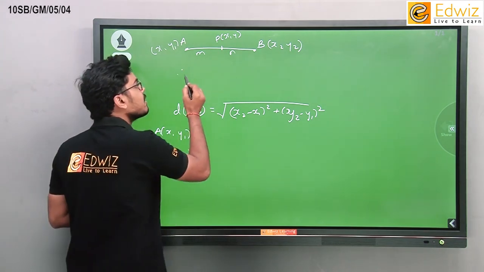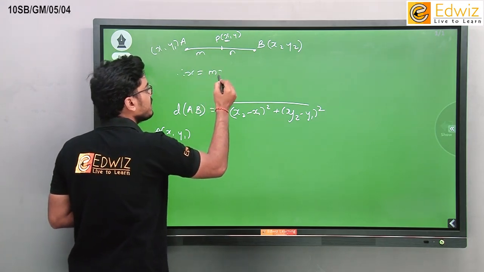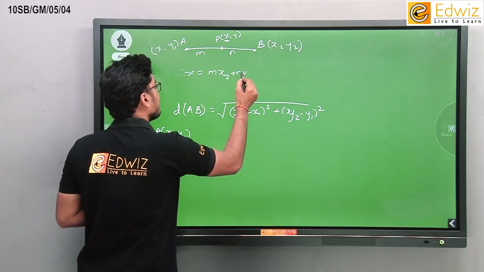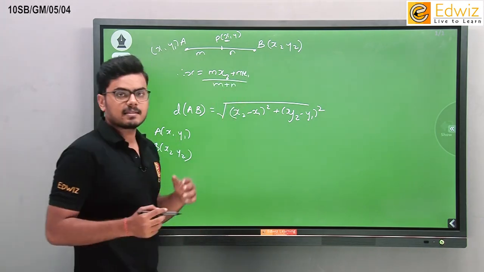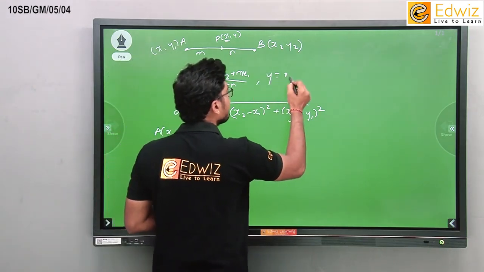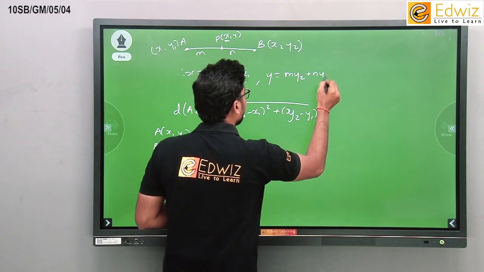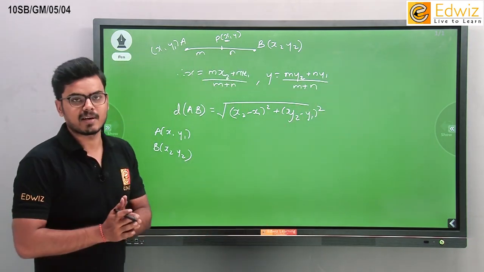Therefore, the formula is: the x coordinate will be equal to (m x2 plus n x1) upon (m plus n). Correct? This is the x coordinate. And what is the y coordinate? Similar to this formula, (m y2 plus n y1) upon (m plus n). This is how we find the x and y coordinates.